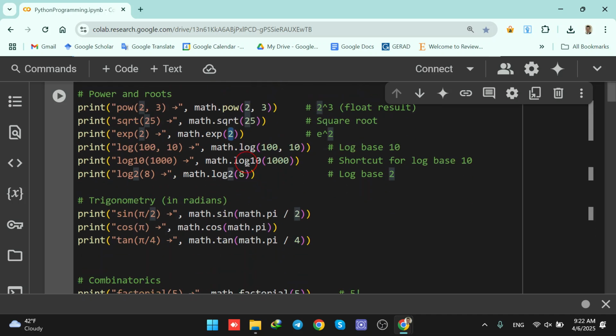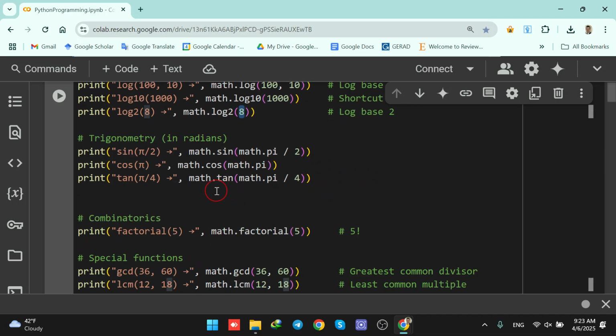And then we are having the logarithm base 10. So the logarithm of the number 100 with the base 10 is going to be calculated using the log function. So log10 is going to be a shortcut for log base 10. So we are going to have the logarithm base 10 for 1000. And then in order to have the log base 2, we can call the log2 and then put the number that we would like to calculate its logarithm.